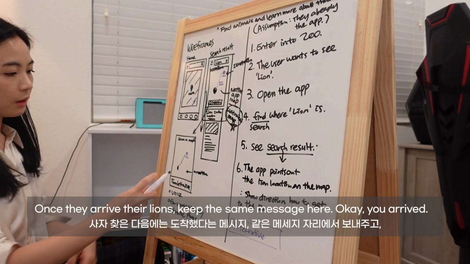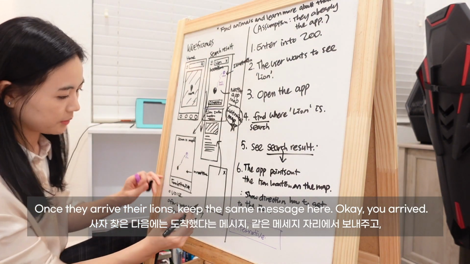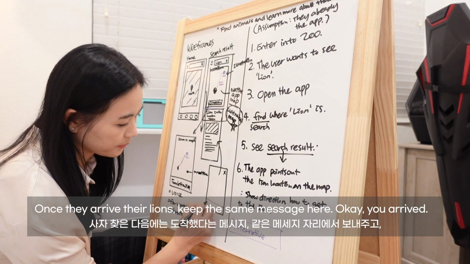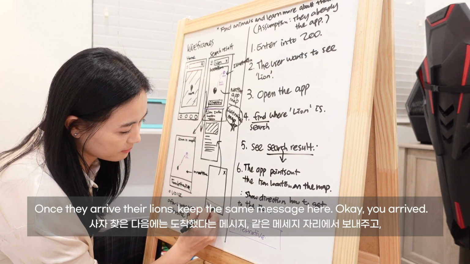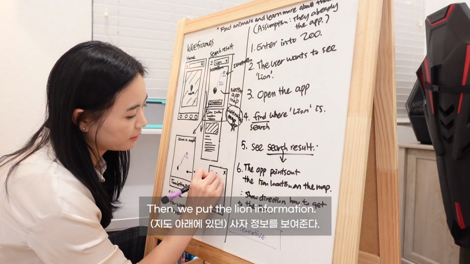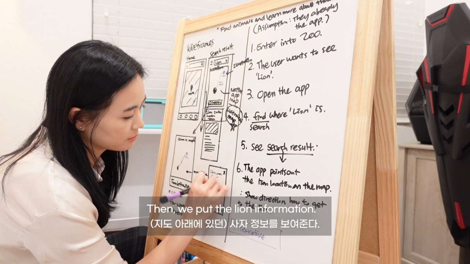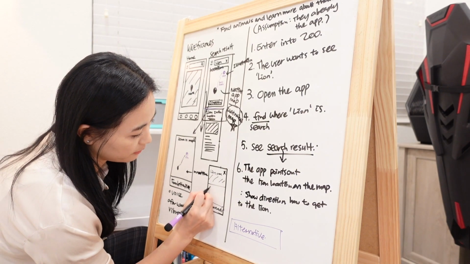What do we do then? Once they arrive at the lion, we keep the same message here: okay, you arrive. And then here we put up the lion information, the lion name and whatever, and yes, the image. And then here's the info.